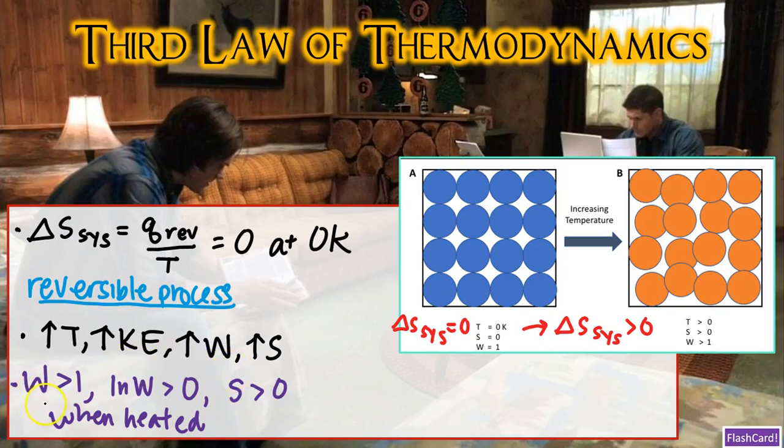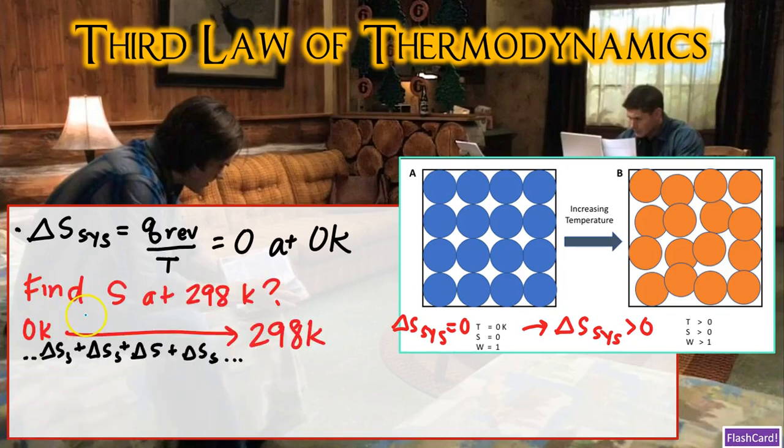And we can also look at this and say, well, if our microstate number is greater than 1, and we use the Boltzmann equation, the natural log of a number that's greater than 1 is going to be greater than 0. And then, of course, if our natural log of W is greater than 0, then our entropy is going to be greater than 0 when our perfect crystal is heated up. Therefore, to find S of a substance at a given temperature, say 298 Kelvin for us, we're going to get that substance as close to 0 Kelvin as possible. Then we're going to heat the substance up in small increments. And as we heat it up, we're going to take our q reverse and divide it by T, and therefore get our delta S of the system.